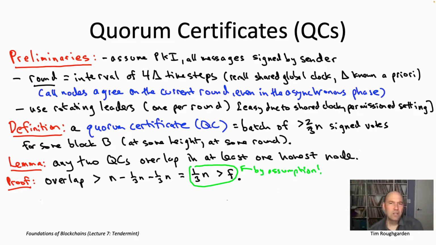In fact, if we look at this counting argument, it's still going to hold even if we only insist on greater than or equal to 2/3 n signed votes. So for convenience, let's tweak the definition of a supermajority so that it's greater than or equal to 2/3 n votes. The only change in the proof is that the first inequality goes from strict to non-strict, but since f is strictly less than n/3, we're still good. It's still the case that any two QCs overlap in at least one honest node.